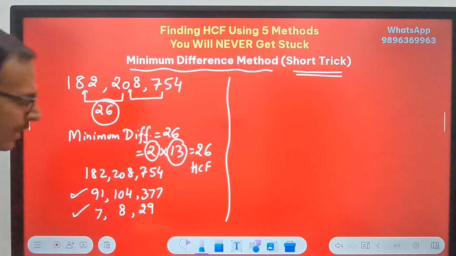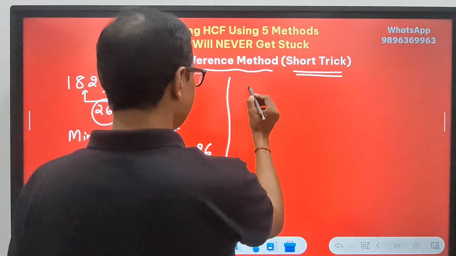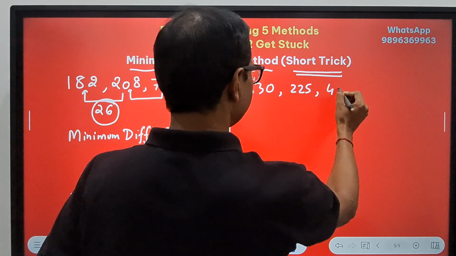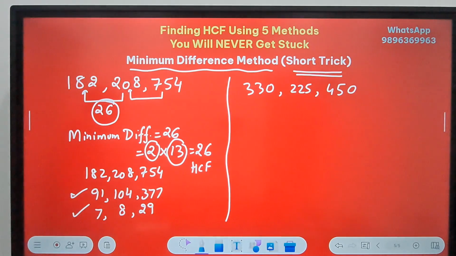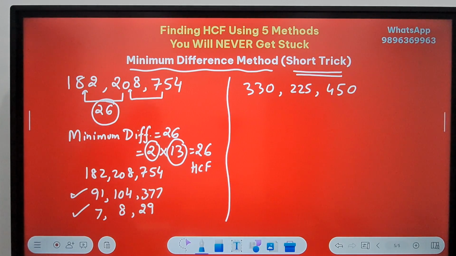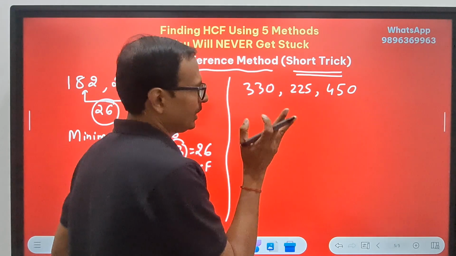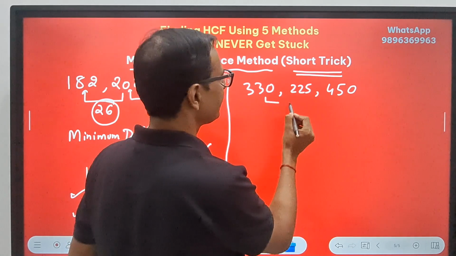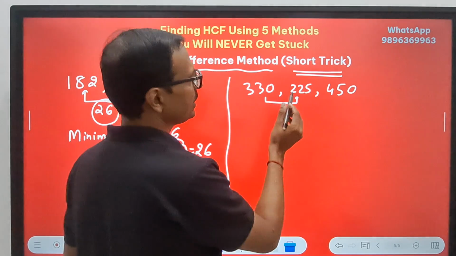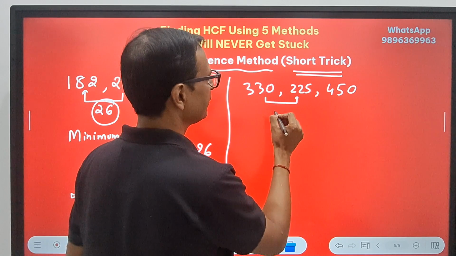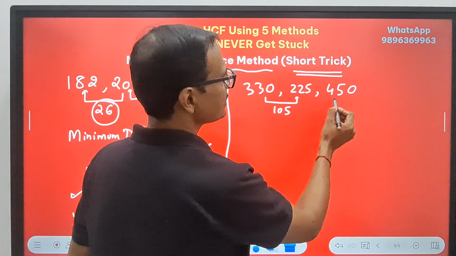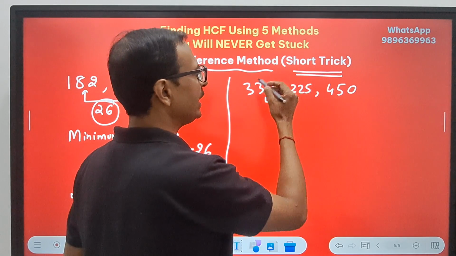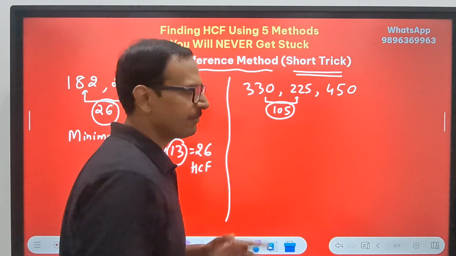Likewise, if I take one more example, let's take 330, 225 and 450 and try to solve this using the minimum difference method. What is the minimum difference? Okay, so this is the smallest one and this is the next larger, right? So the difference between these two is going to be 105, right? The difference between these two is much larger and the difference between 450 and 330 is 120. So minimum difference is 105, right?